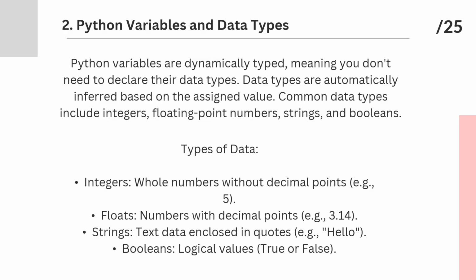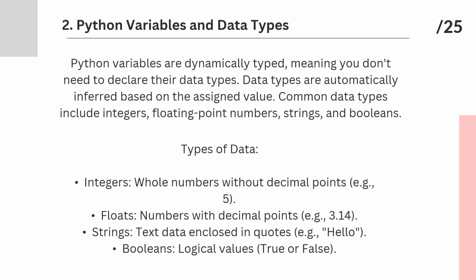Python variables and data types. Python variables are dynamic types, meaning you don't need to declare their data types. Data types are automatically inferred based on the assigned value. Common data types include integers, floating point numbers, strings, and booleans.